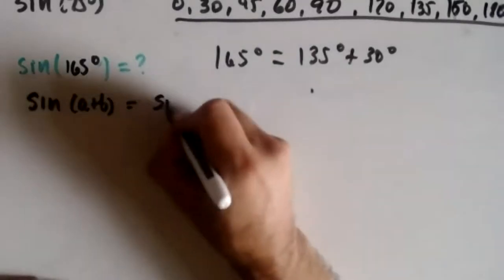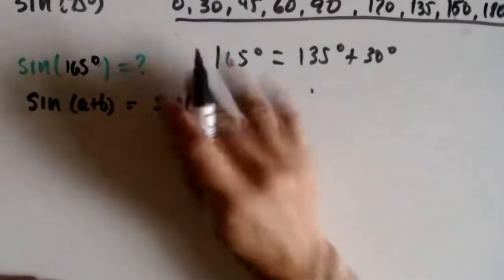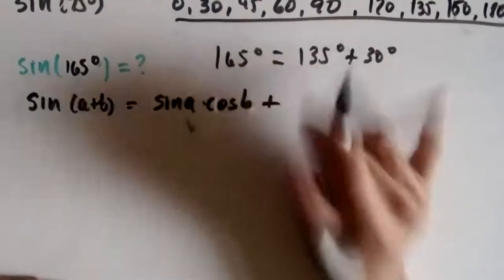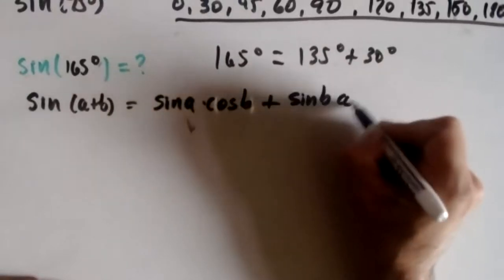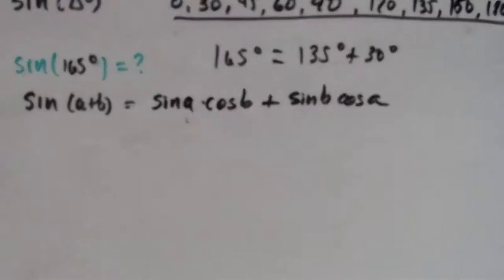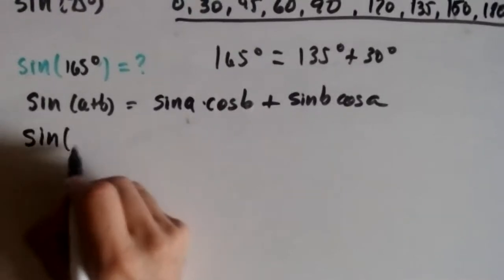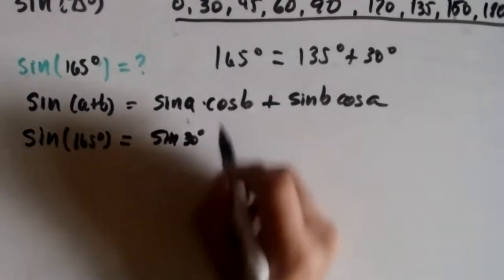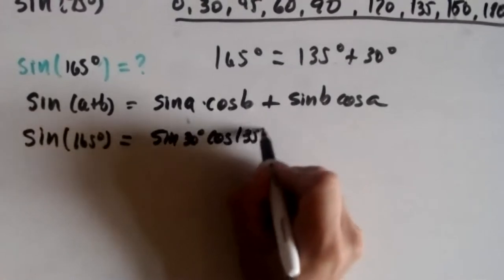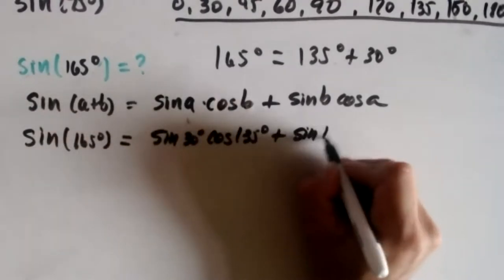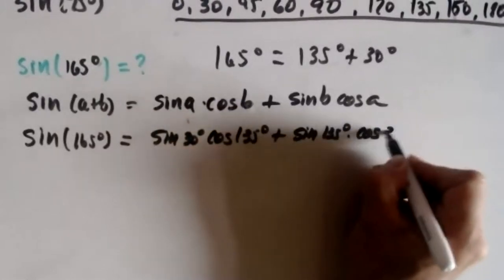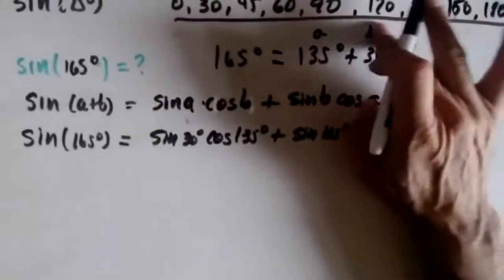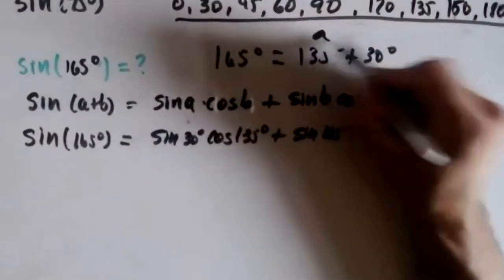Sine of A cosine of B plus sine of B cosine of A, right? And well, I'm going to do my numbers. 165 degrees is sine of, I'm going to put here 30 cosine of 135 plus sine of 135 cosine of 30. Yeah. So this is A, this is B, or B or A, it's the same, right? In the addition, no problem, right?